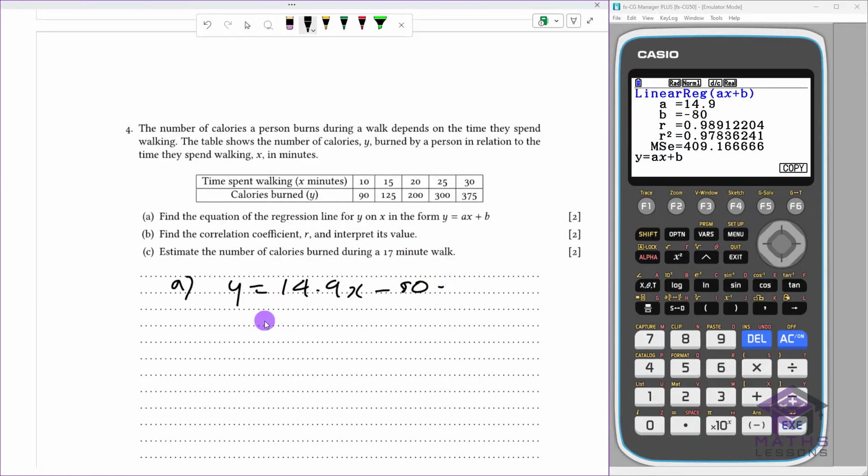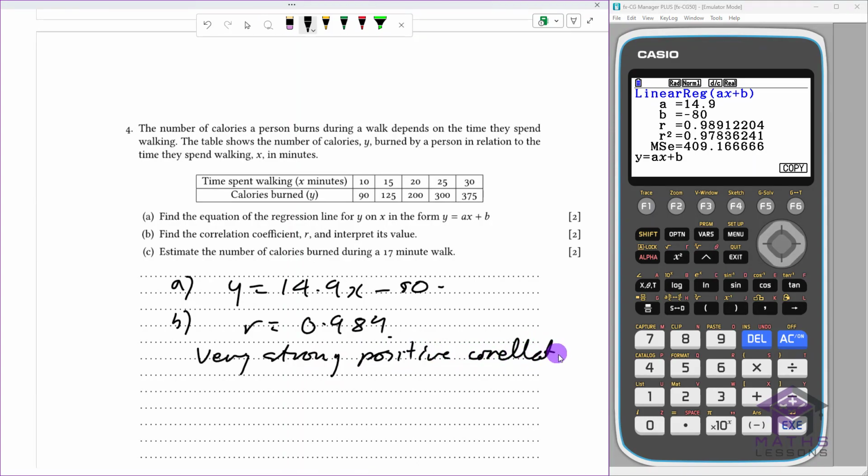Okay, find the correlation coefficient. So r is equal to 0.989, which means we have a very strong positive correlation. Okay. So the longer we spend walking, the more calories are burned.